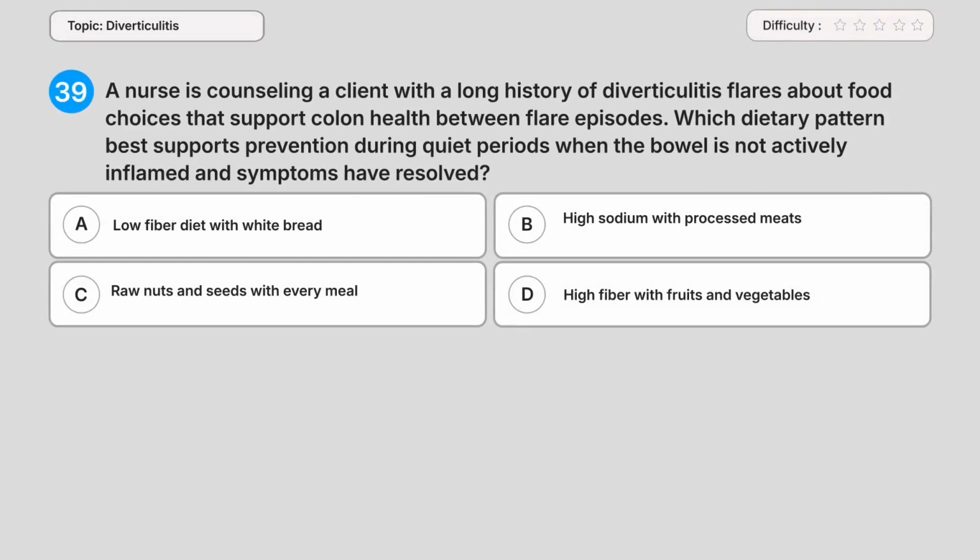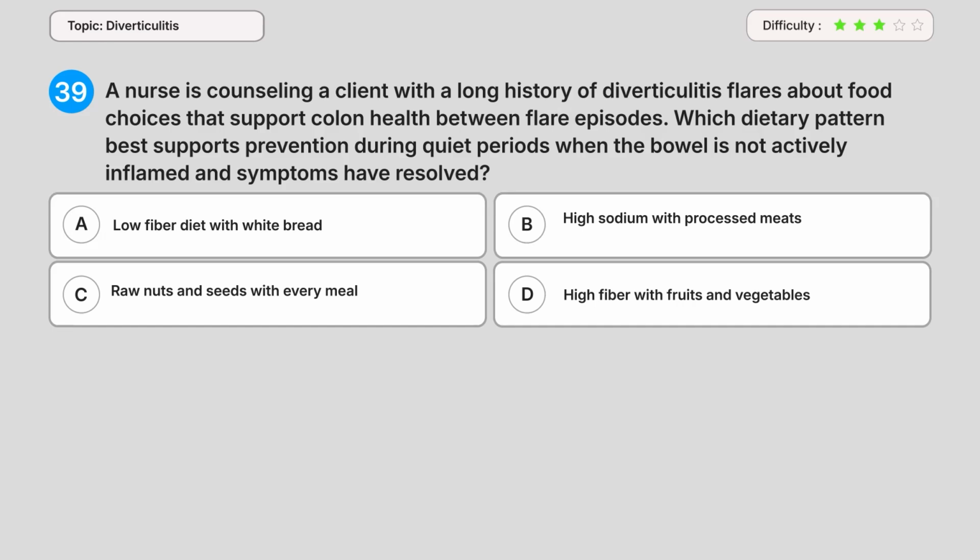39. A nurse is counselling a client with a long history of diverticulitis flares about food choices that support colon health between flare episodes. Which dietary pattern best supports prevention during quiet periods when the bowel is not actively inflamed and symptoms have resolved?